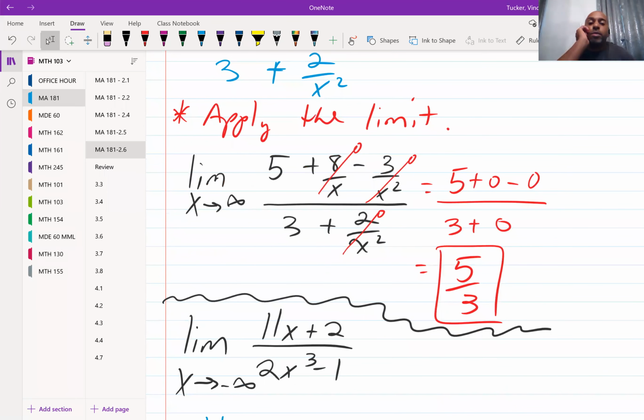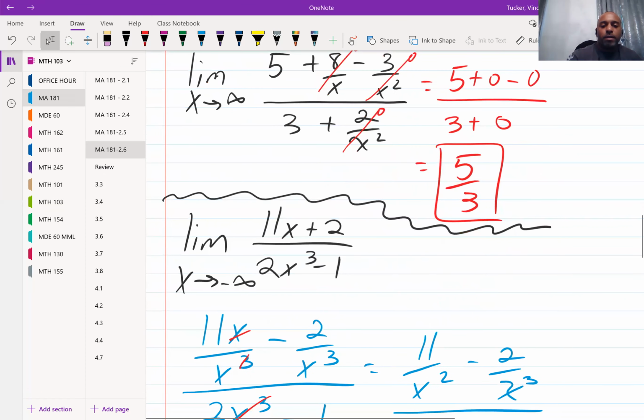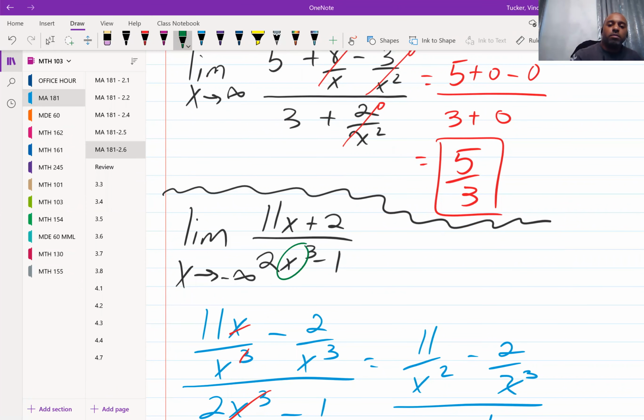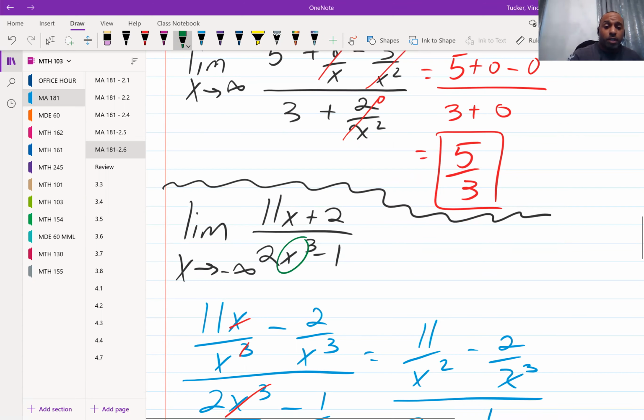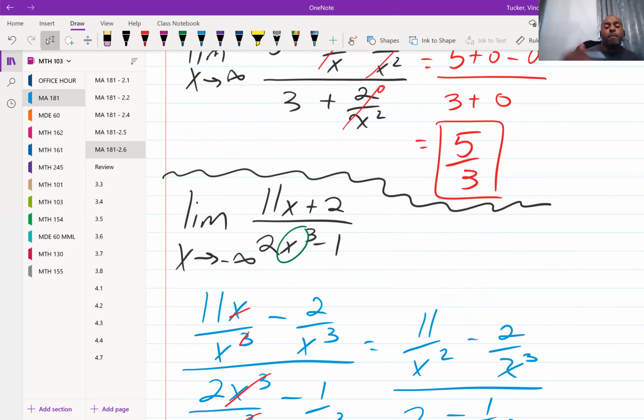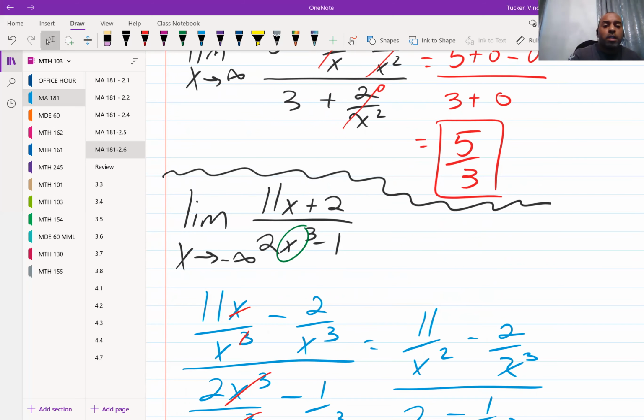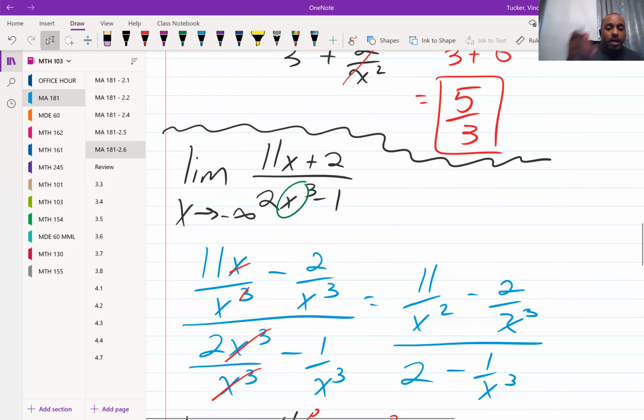All right, so the next one, the limit of 11x plus 2 over 2x cubed minus 1 as x goes to negative infinity. So we will divide everything by x cubed. Once again, if you have x in the numerator and in the denominator, we have to divide each term by the highest exponent of x that's in your denominator. So x cubed will be the move to make for this one.